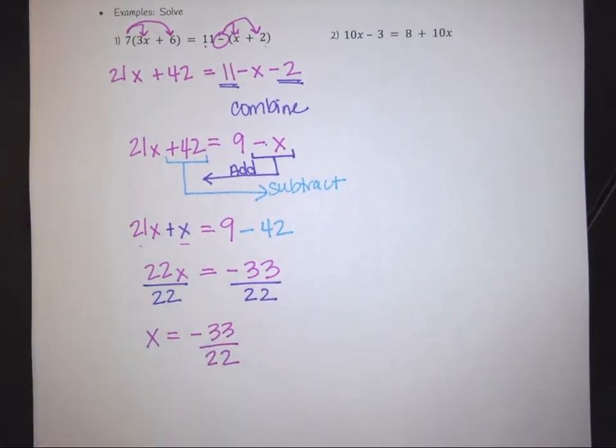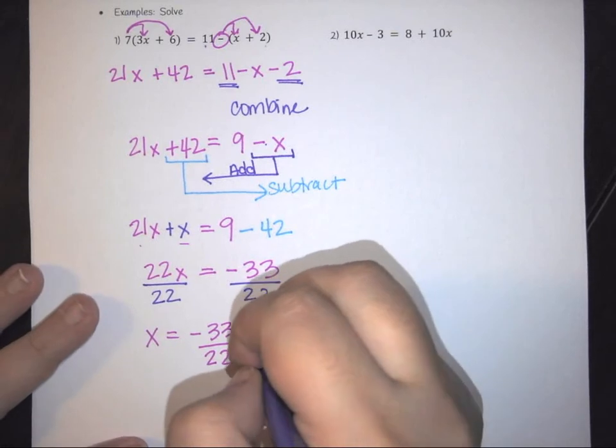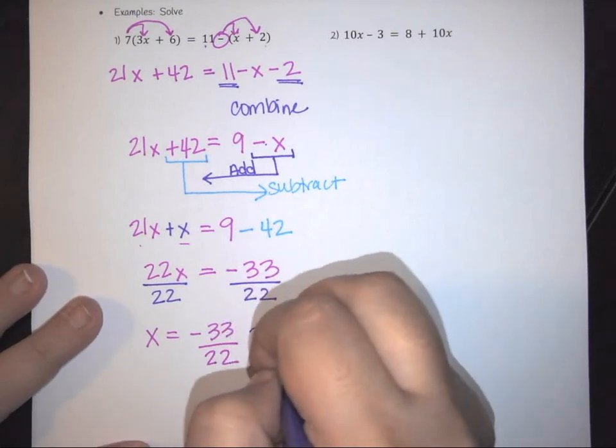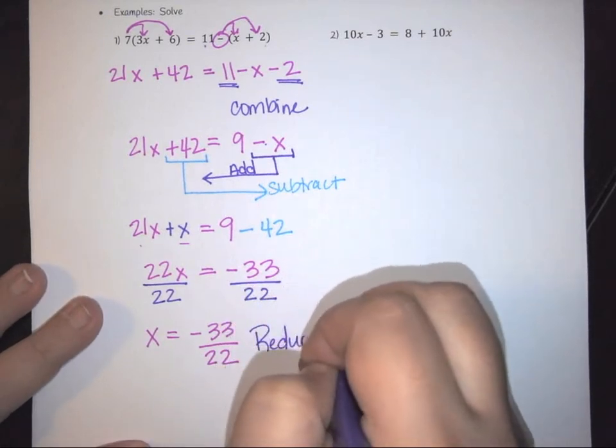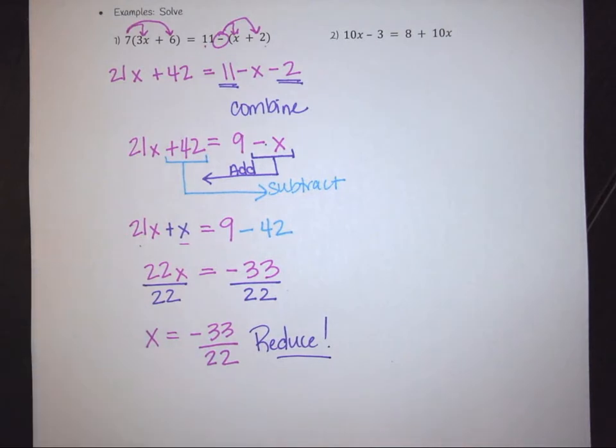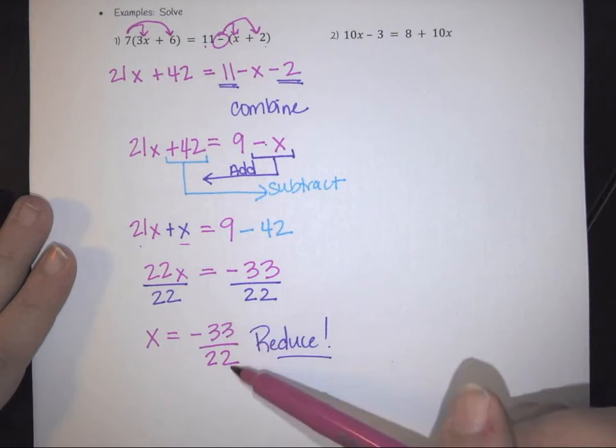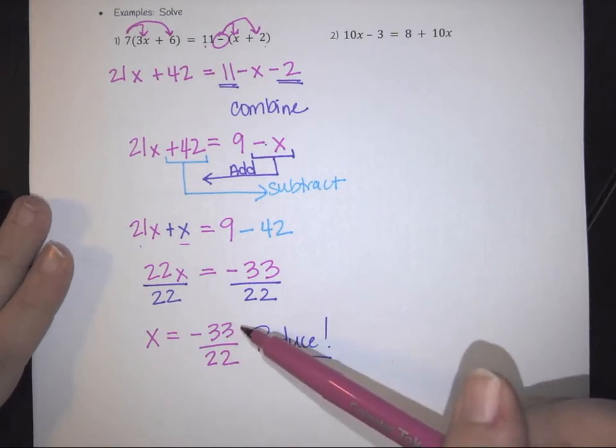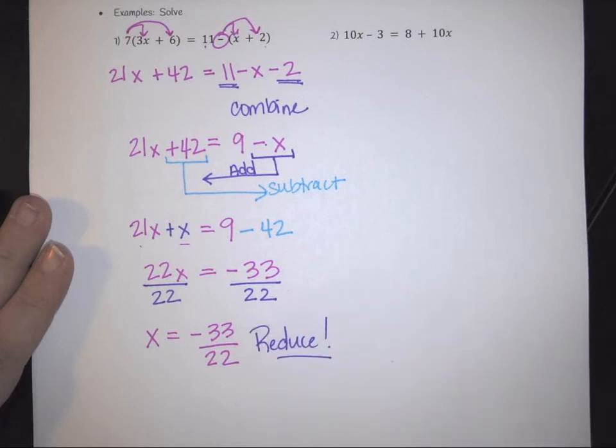Now at this point, the biggest thing you have to remember to do is reduce. Reduce is a fancy word for simplify. In other words, try and see if you can shrink your fraction down as small as it can go. And you do that by looking for what's common between your top and bottom. So here I have 33 and a 22. What's common there is 11.